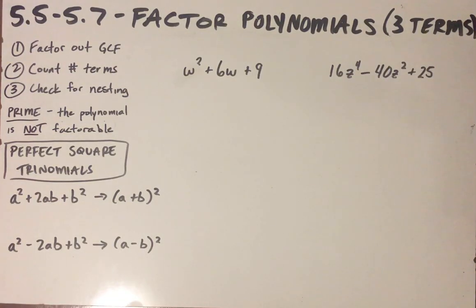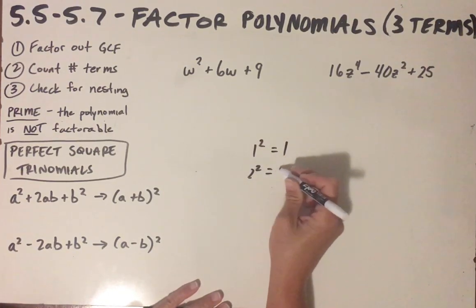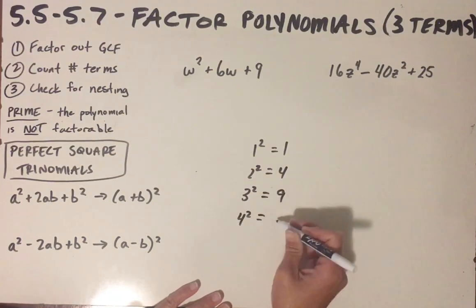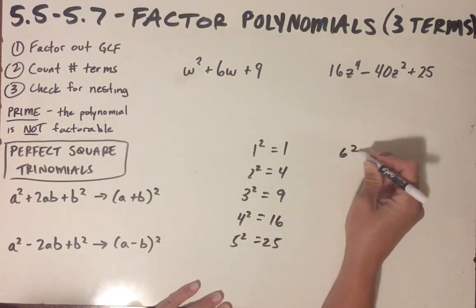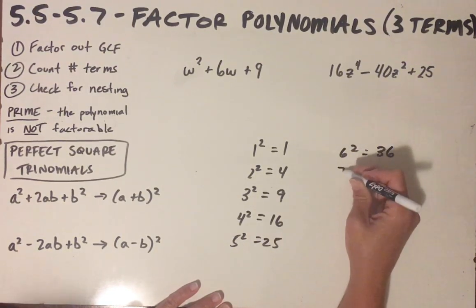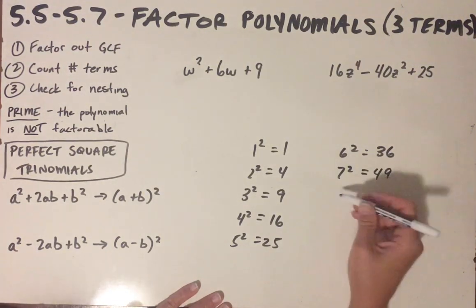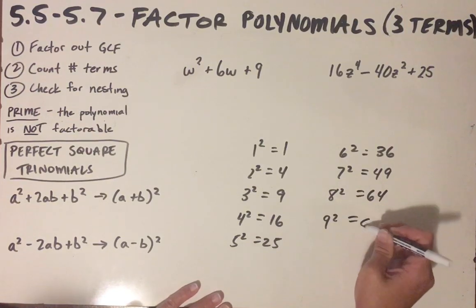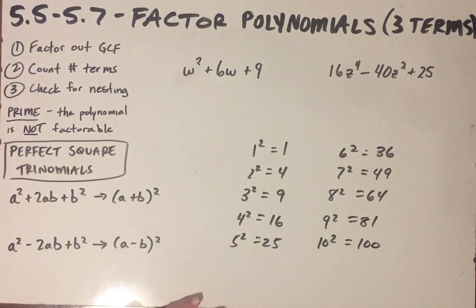Well, first of all, what is a perfect square? 1 squared is 1, 2 squared is 4, 3 squared is 9, 4 squared is 16, 5 squared is 25, 6 squared is 36, 7 squared is 49, 8 squared is 64, 9 squared is 81, and 10 squared is 100. We could keep going. You should probably know these all the way to 15, which would be 225.